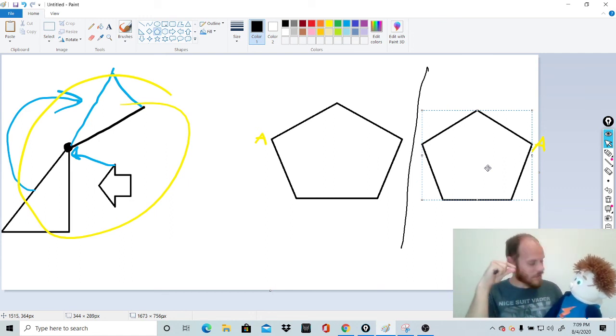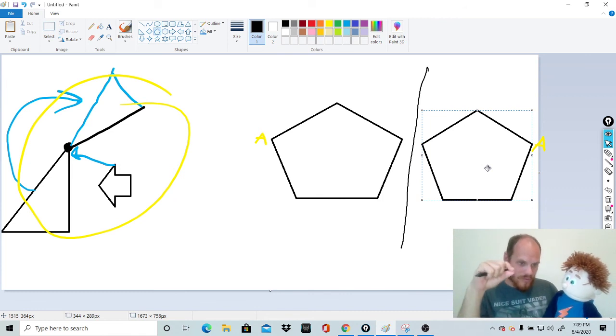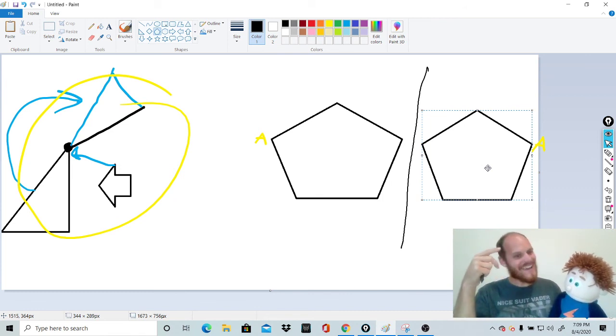What I want you to do is look up when would you use translation, reflection, and rotations in real life. When you find it, comment below.